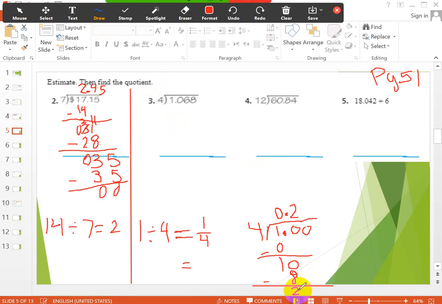So this will be 2. Now I will take another 0 to continue. I will take this 0 and write it here. Now 20 divided by 4. Can I divide it? Yes. 20 divided by 4 equals what? What is the number I will multiply with 4? The answer will be 20.